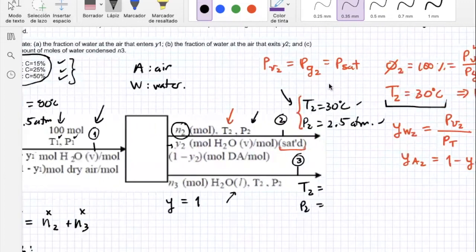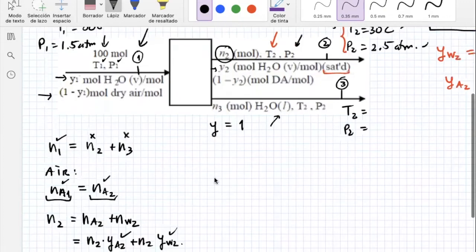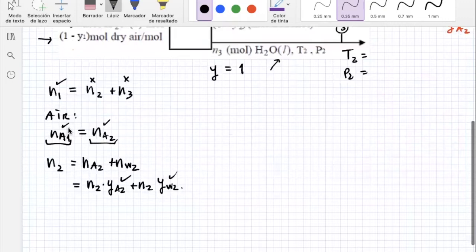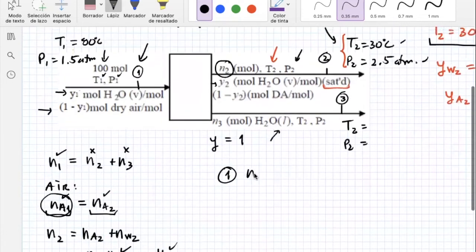Going back to this place, now what I'm going to do is put here at 1. Let's see what's happening and what units I have at 1. So N1 equals 100 moles. So I got that.